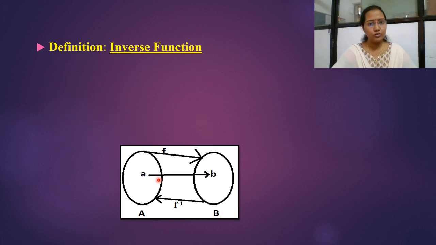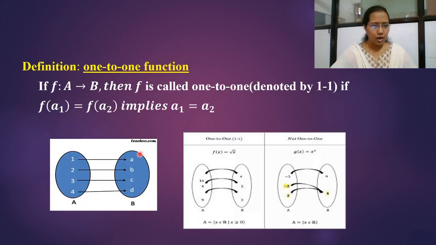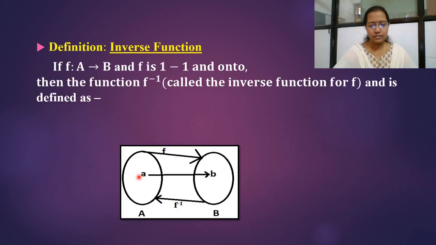You know what is onto. Onto means all the elements from the codomain must have a pre-image. For example, this graph shows an onto function because every element a, b, c, d, there are 4 elements in B, and all these 4 elements have a pre-image. So this graph is also onto. It is 1-1 as well as onto. That is an onto function. Next, this is about the inverse function.